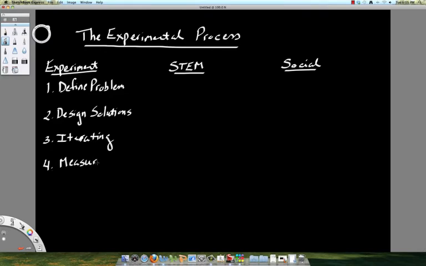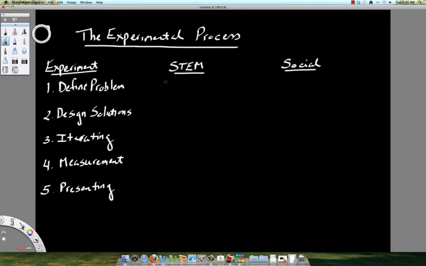Obviously, we need to worry about measurement. And then science would be nowhere if we didn't think about how we presented our data. So what does this look like in the STEM classes, so your science and math classes?